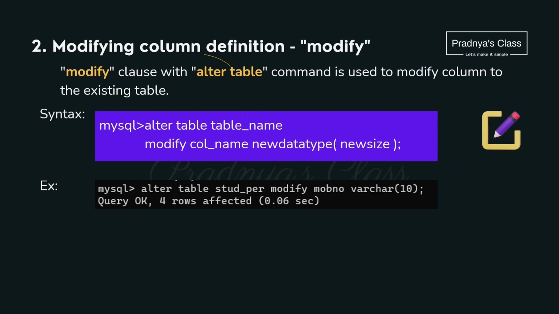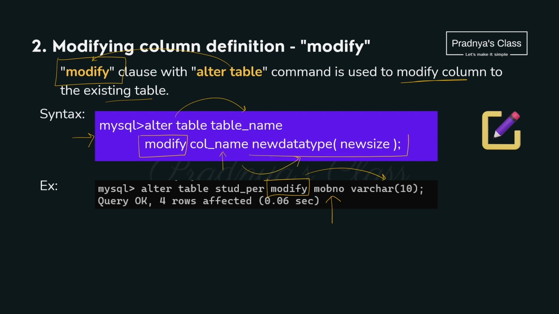The alter table command can be used with the modify clause. What's the use? It is used to modify a column of the existing table. With the use of the modify clause, we are changing the data type of the mobile number field. We can follow this syntax. Alter table table name. Here is the modify clause. Provide the column name for which we have to change the data type. We will be mentioning the new data type here. If it is char or varchar, we need to mention the size also.